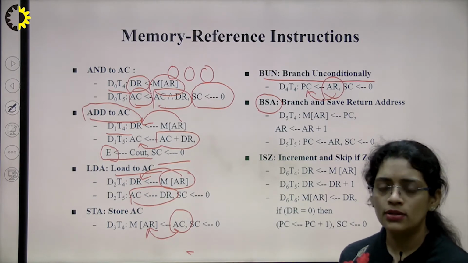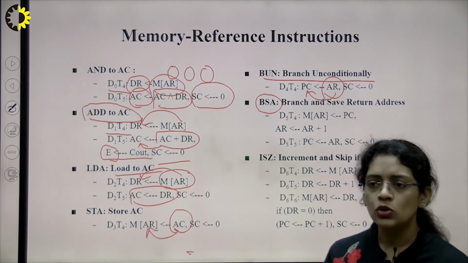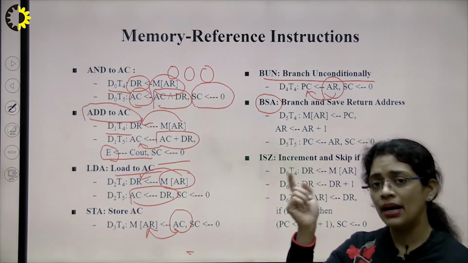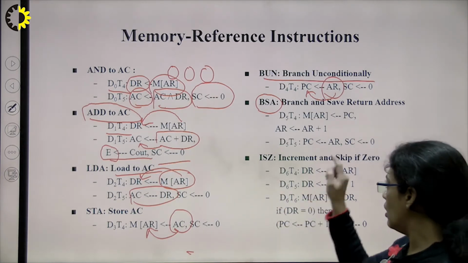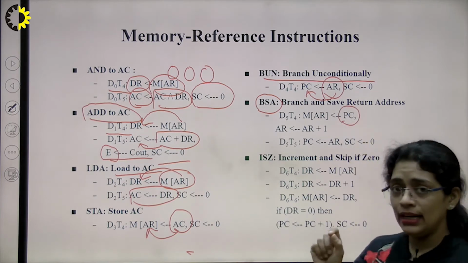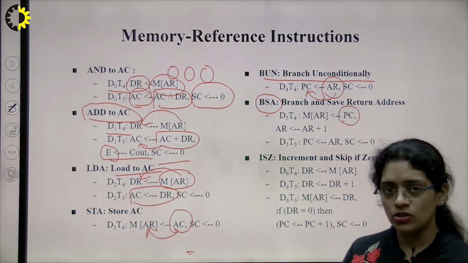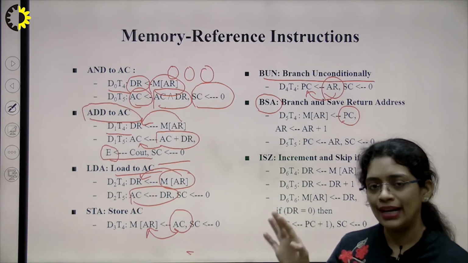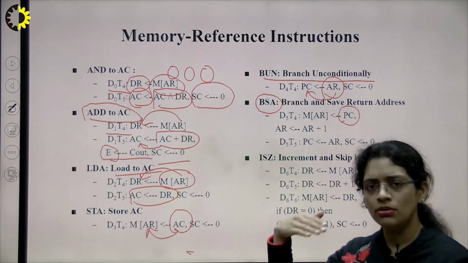Next is BSA, branch and save return address. This is in the case of when we are working with a function. Currently we are working somewhere and we call a function, then we will come back to that point only. Here, the next instruction address is there in PC, but you are not going to execute that instruction. That will be executed later on.